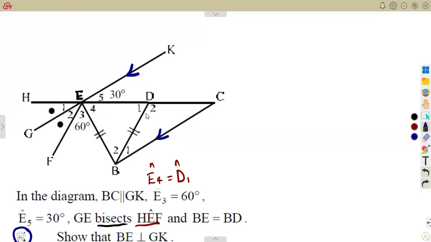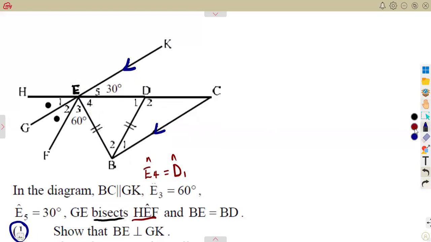So how can we prove this? All right. How can we show that? We just need to calculate, is this angle 90 degrees, the whole of E, which is the whole of E4 and E5? If you add angle E4 plus angle E5, you must obtain 90 degrees. Or if you add angle E1, E2, and E3 together, angle E1 plus angle E2 plus angle E3, you must obtain 90 degrees for us to say that it is perpendicular.